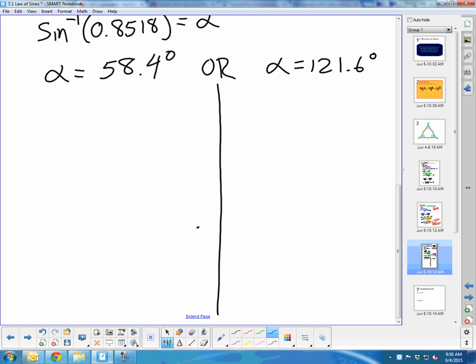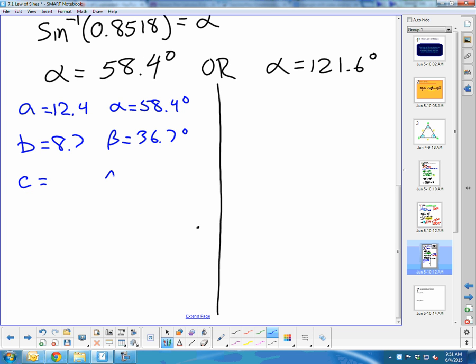I know that on the left side, A was equal to 12.4, and we've got an alpha of 58.4 degrees. We know that B was equal to 8.7, and our given beta was 36.7 degrees. And we don't know our C, and we don't know our gamma, and that's what we have to figure out.